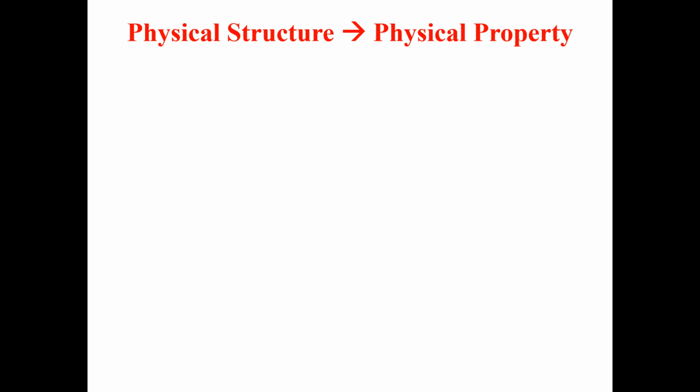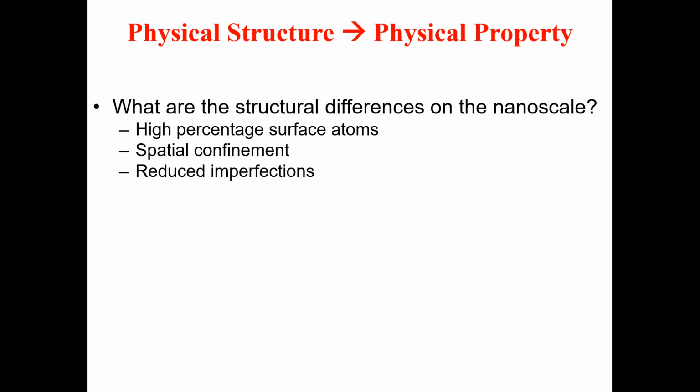So physical structure versus physical properties. We have the question: what are the structural differences on the nanoscale? This is of particular importance when we are dealing with the physical property of the nanomaterial. So we have physical structures, and those physical structures we judge on the basis of the physical property. And for that, we have put forward the question: what are the structural differences on the nanoscale?